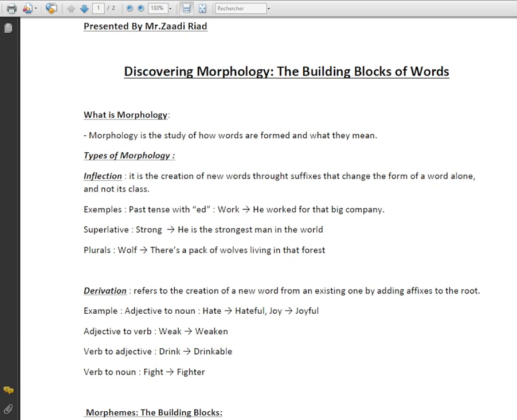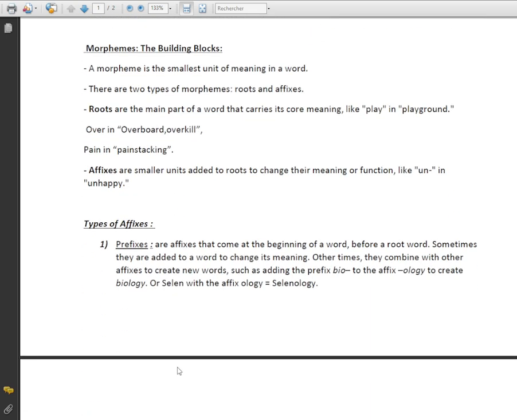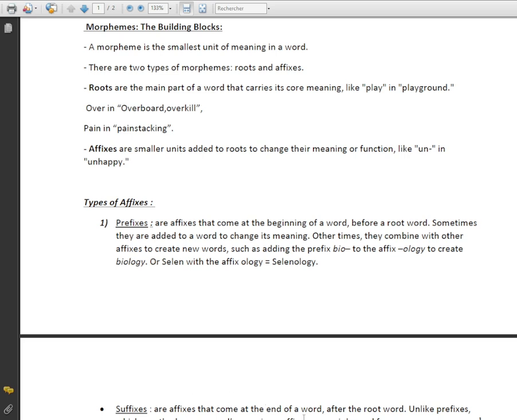So, we've seen the types of morphology existing. Now we're going to move to our other aspects. For the third point, we've got morphemes, the building blocks. Morphemes in general are the smallest unit of meaning in a word. There are two types of morphemes, which are roots and affixes. We're going to see these two in a general way.